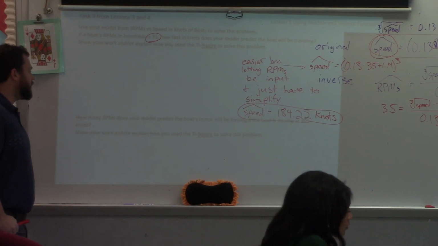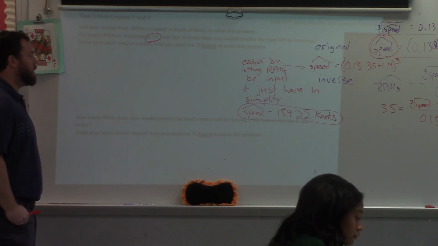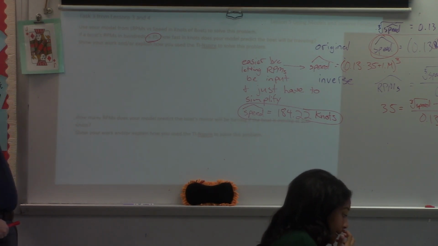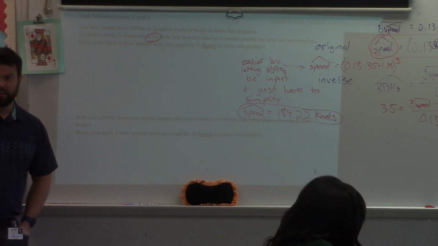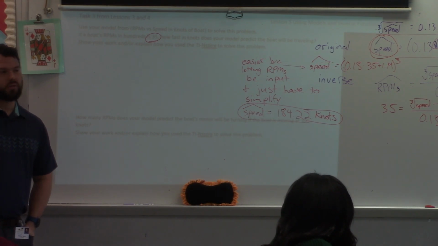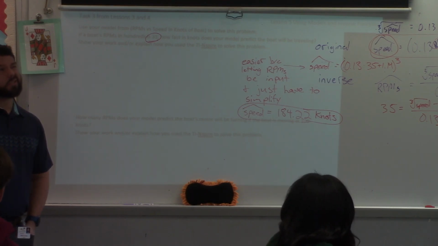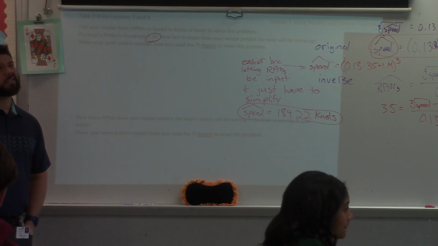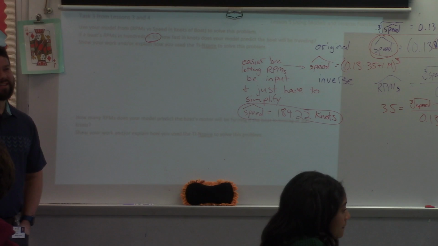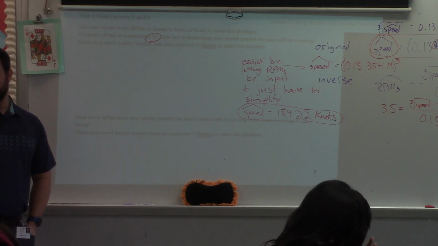So the second question is asking how many RPMs does your model predict the boat's motor will be turning if the boat is moving at 100 knots? Once again, I don't know what I was thinking when I made these numbers, because that's ridiculous. Please don't ever drive 100 knots. Not driving, what do we call that? Boating? Moving in a boat at 100 knots? I'll have to retool this for the future, because that's super unrealistic.